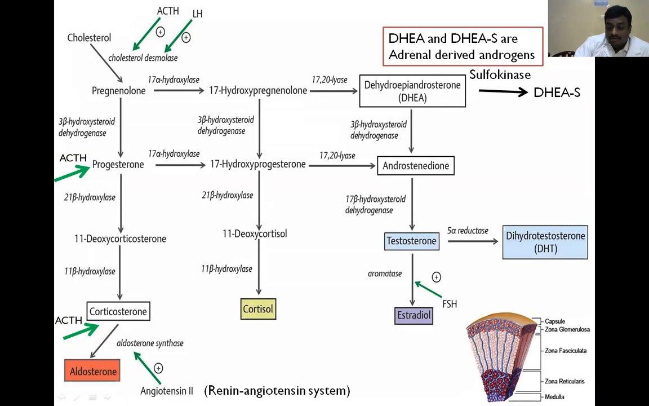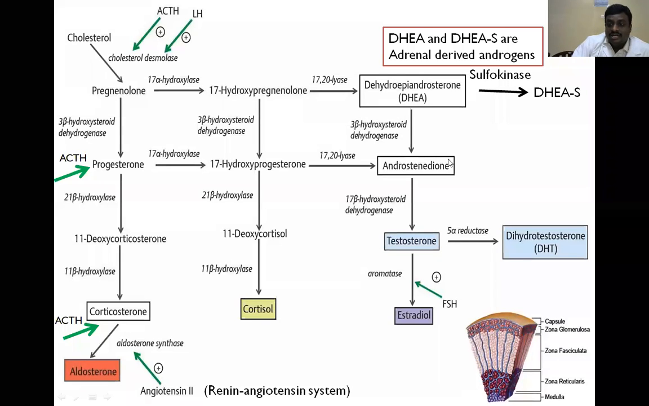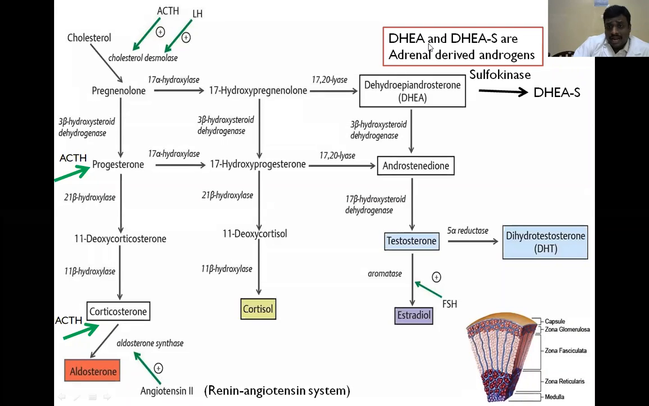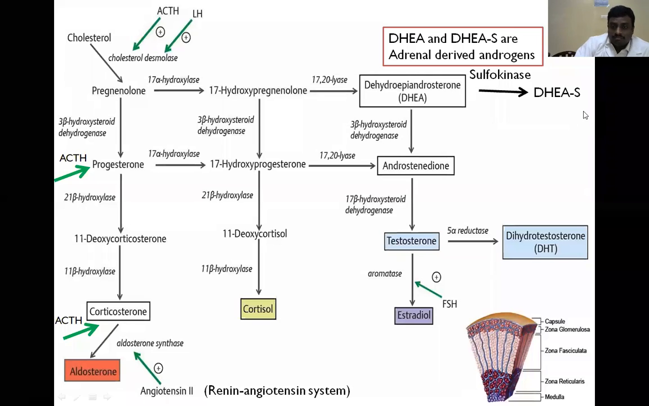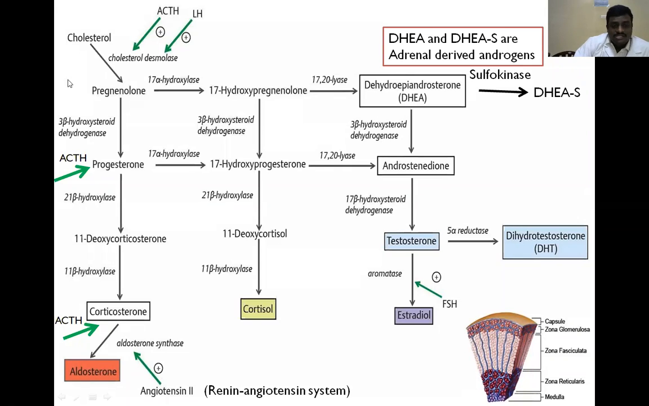Dehydroepiandrosterone is produced in the zona fasciculata, and in the presence of the enzyme dehydrogenase it is converted to androstenedione. So dehydroepiandrosterone and sulfated dehydroepiandrosterone are adrenal-derived androgens. These two are adrenal-derived androgens. So this is the complete set of reactions for the production of steroid hormones.